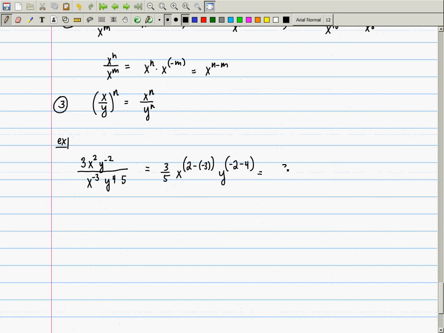Okay, so then it will be 3/5, and then what will be the exponent for x? 5, right? 2 minus negative 3 is 5. And then what will be the exponent for y? Negative 6. So does that agree with what we determined previously? Yeah, it does, right? But this is emphatically much shorter. Way to arrive at the same conclusion.